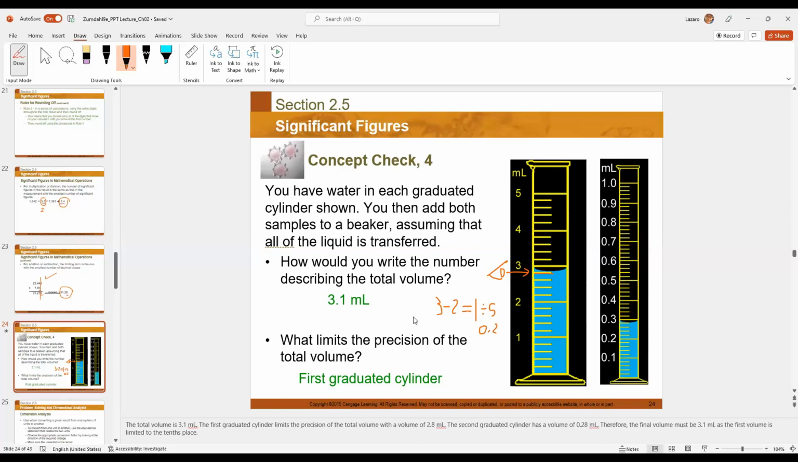All right. Here, they say 3.1 milliliters. 3.1 milliliters cannot be here. It must be here. Then that's a mistake. As you can see, this is 2.8 because the liquid is below the level of 3.